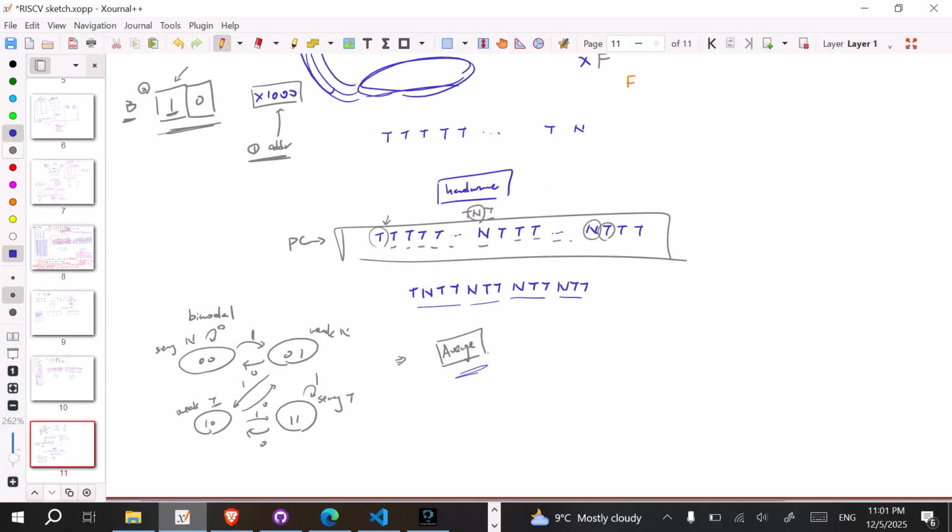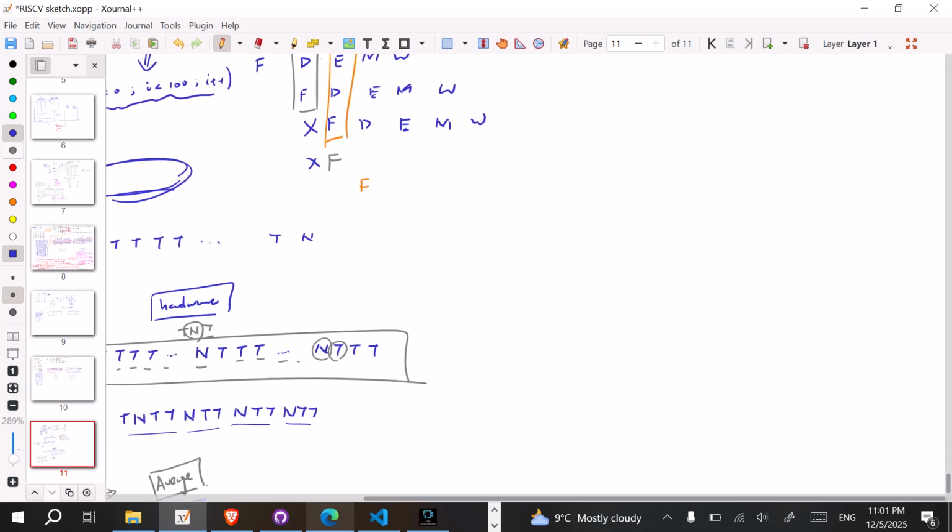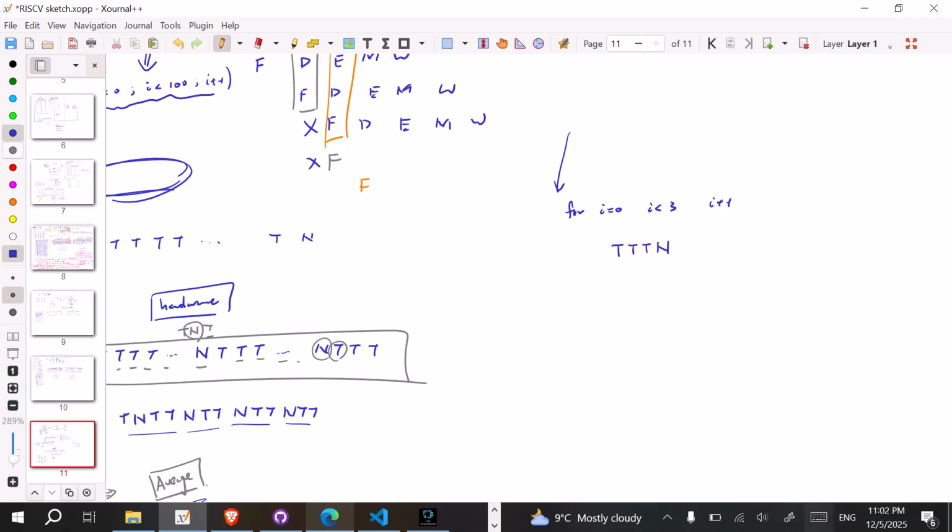Why is that? Just take a look at the example given in the book. For a simple example, for i equals 0, i less than 3, i plus plus. We know that the first time it has to jump, the second time it also has to jump, the third time it has to jump, and then the next time I don't jump. And every single time I land on this PC address, I always have the following pattern, which is TTTN. So the idea is here.